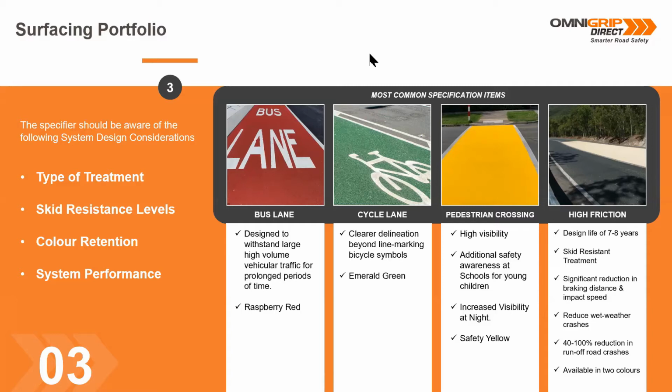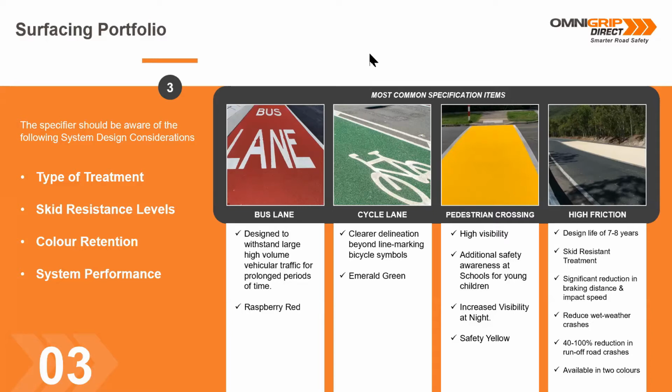The second item is the cycle lane. So having the emerald green colour provides a clearer delineation beyond the traditional line marking symbols. And it's also important because the PSV value on that cycle lane is critical to drivers if they accidentally veer off into that particular area, because it is a shared road, and don't see a cyclist in that actual lane. It will provide the adequate skid resistance to make sure they don't slide and potentially injure somebody.